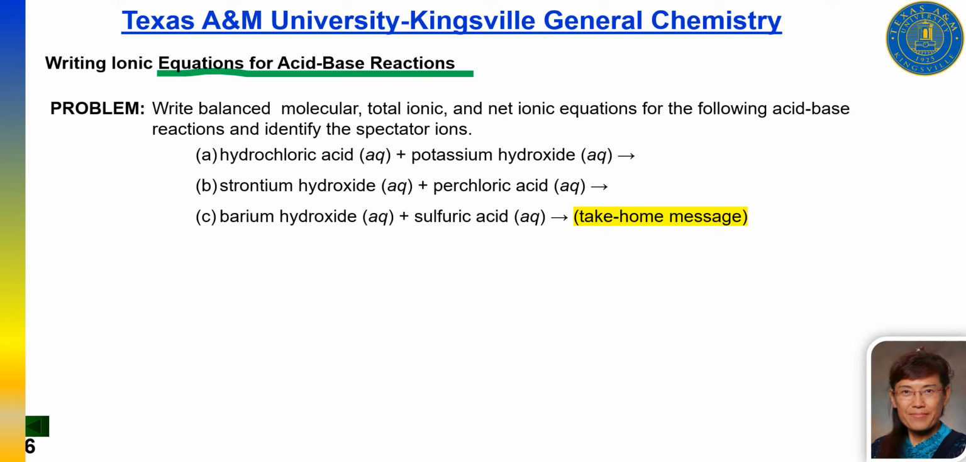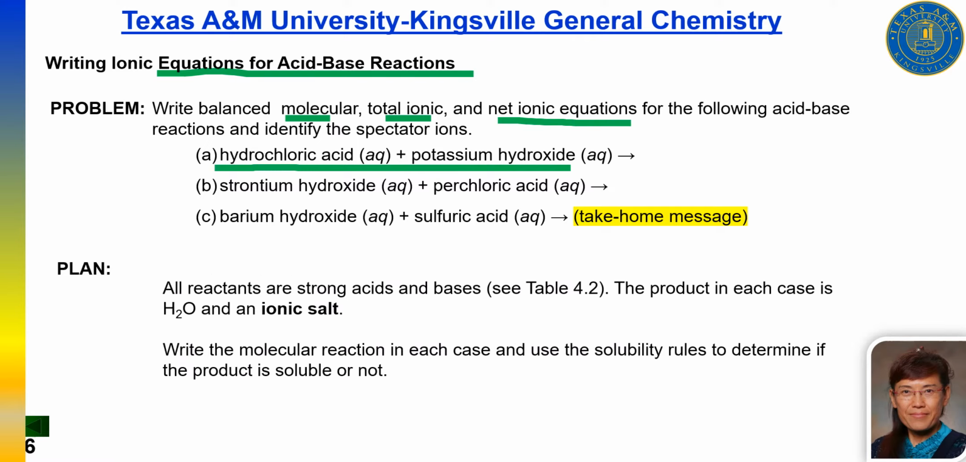For example, if you have hydrochloric acid reacted with potassium hydroxide, what is your plan to complete the molecular equation, total ionic equation, and net ionic equation? So here is our plan. Usually, you are going to determine the reactants: are they strong or weak acids or bases? Are they strong or are they weak? That's number one. You can use Table 2 as your guideline.